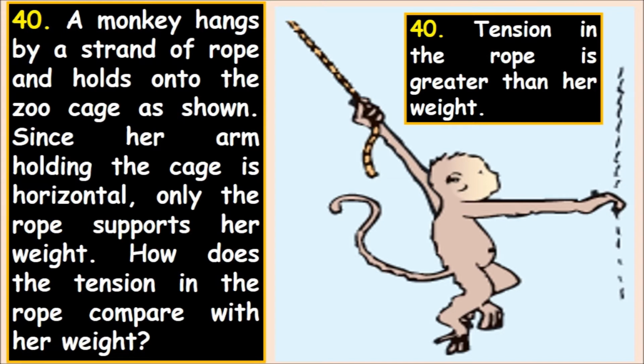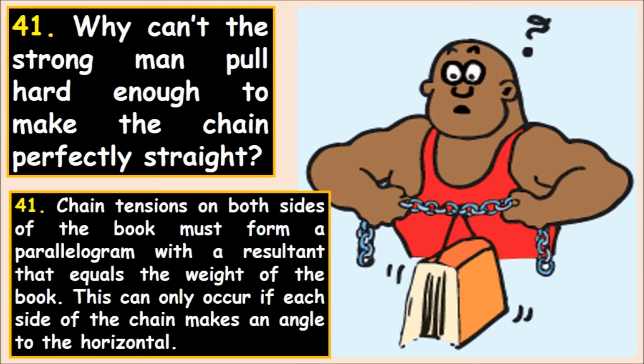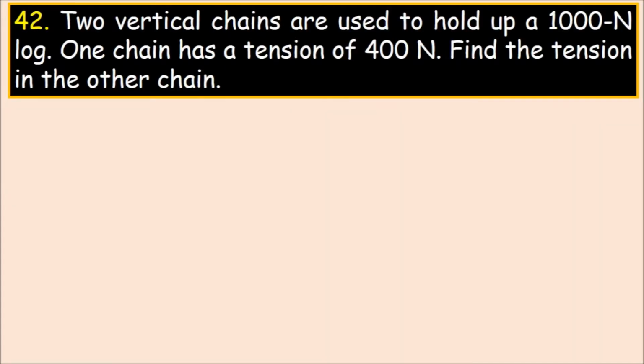Now, as that angle between the cord and the vertical approaches 90 degrees, the tension in the cord approaches infinity. So chain tensions on both sides of the book must form a parallelogram with a resultant that equals the weight of the book. This can only occur if each side of the chain makes an angle to the horizontal. It's not well explained. We know from trigonometry that the angle between the chain and the vertical will approach 90, therefore the tension will approach infinity. That's a better answer to that.